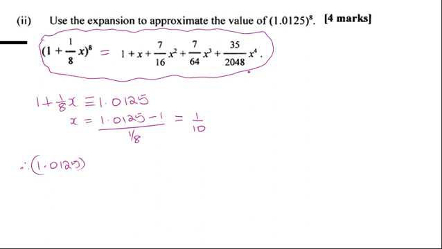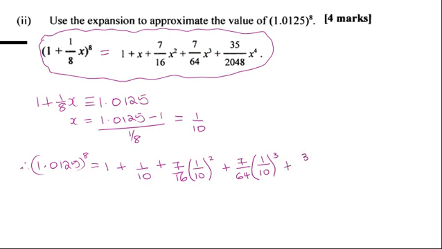1.0125 to the 8th power is equal to 1 plus x, which is 1/10, plus 7 over 16 times x squared, so that's 1/10 squared, plus 7 over 64 times x cubed, which is 1 over 10 cubed, plus 35 over 2048 times 1 over 10 to the 4th power.